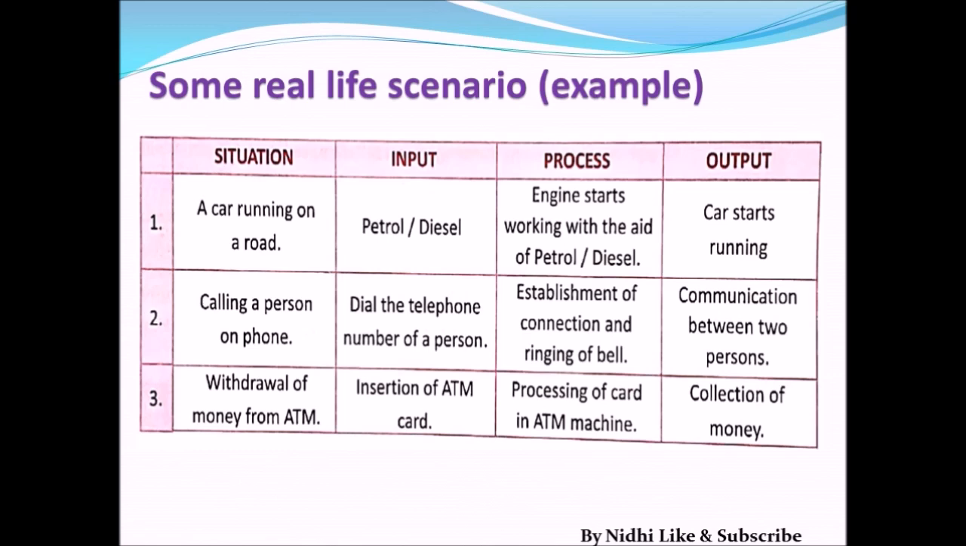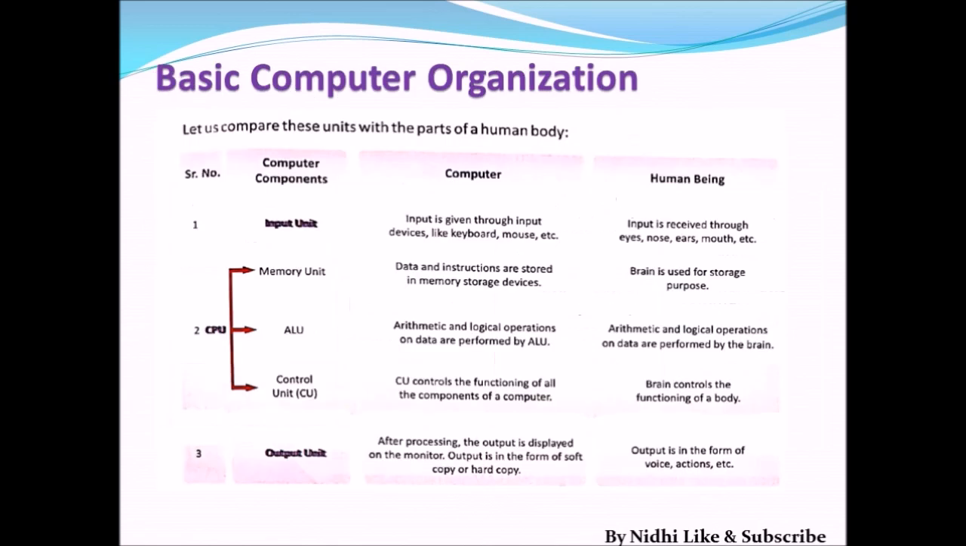As I told you in the previous class, a computer works on 3 things: input, process and output, IPO. So we will follow that process here also, and in processing, storing, controlling etc. come under processing. Now see this basic computer organization. Here we are comparing the computer with the human being. The main units of a computer are: first the input unit, second the memory unit, ALU and control unit. These 3 things come under the CPU, central processing unit, and the third one is the output unit.